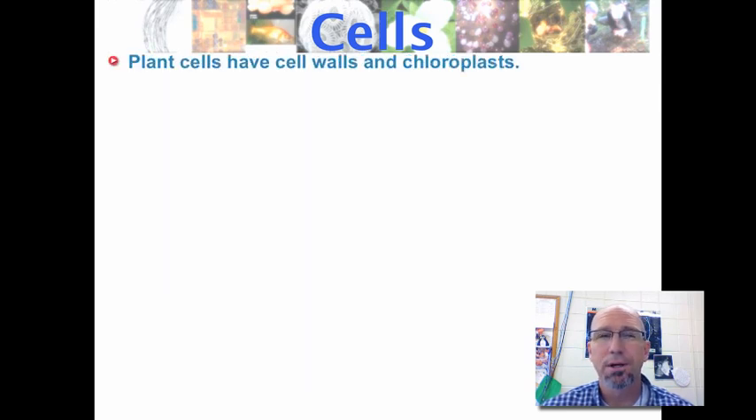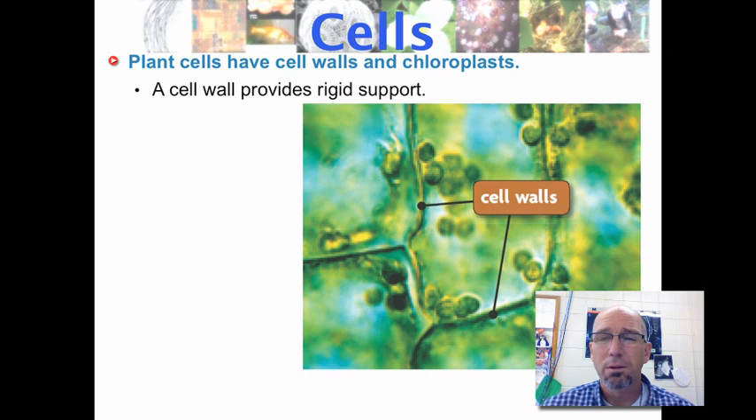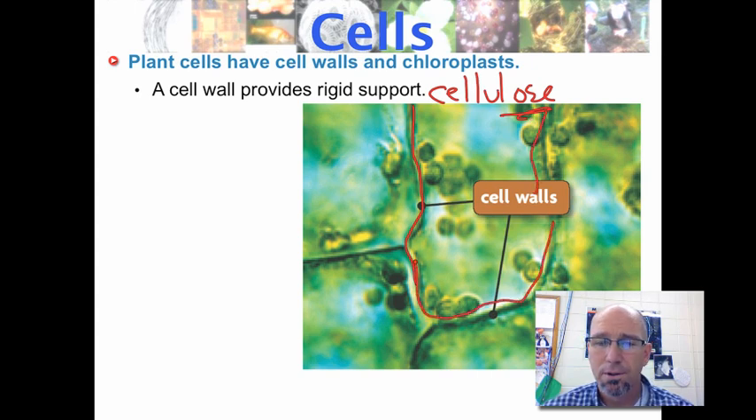Plant cells are different than animal cells in the fact that they have cell walls and chloroplasts. A cell wall provides rigid support, so you're taking notes right now on some cell wall material. Cell walls are made of a carbohydrate called cellulose. There's that ose suffix again. And so this is composed of fibers of cellulose that goes all the way around the cell.